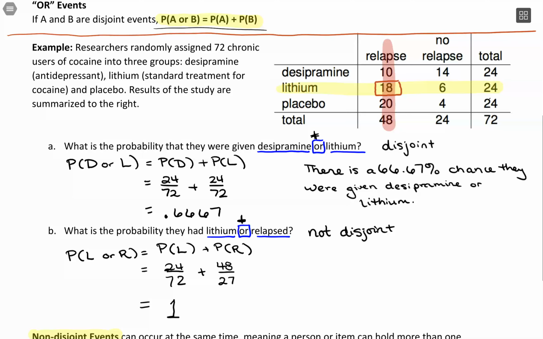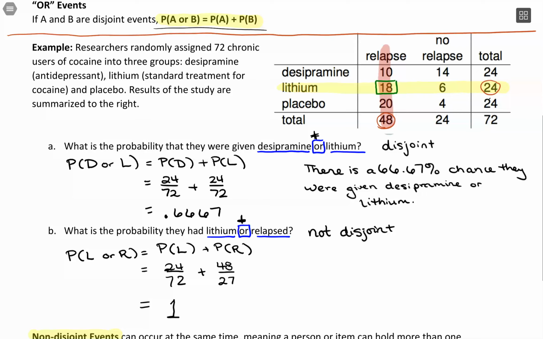So when we did this, and I'm going to re-highlight what we did up here, we took everyone who's in the lithium group. So those 18 people that relapsed and those 6 people that did not relapse, so a total of 24 people. And then we added in the people in this group, 10, 18, and 20. So we had those 48 total people. When we add that 24 and that 48, what ends up happening is these 18 people were counted twice. So we're getting too many people as part of this group.